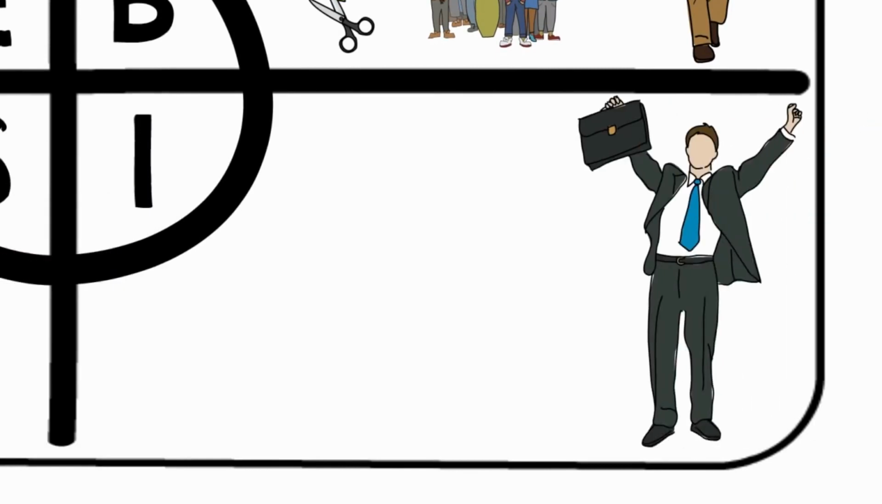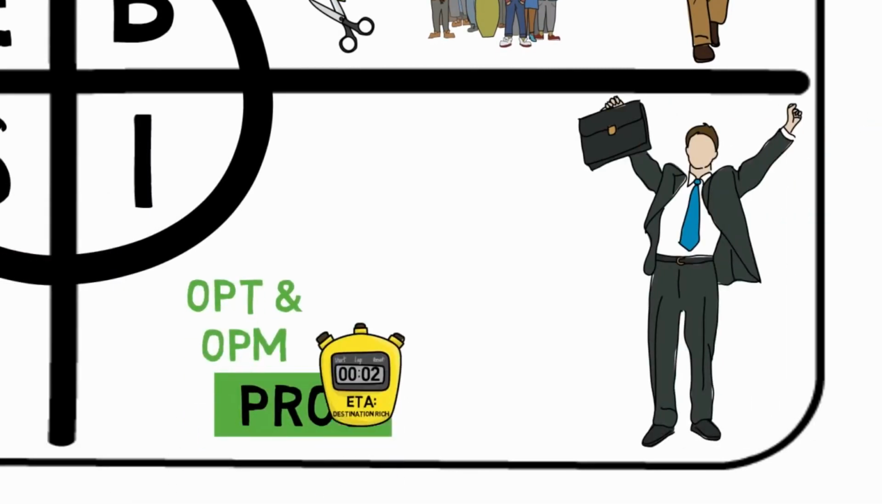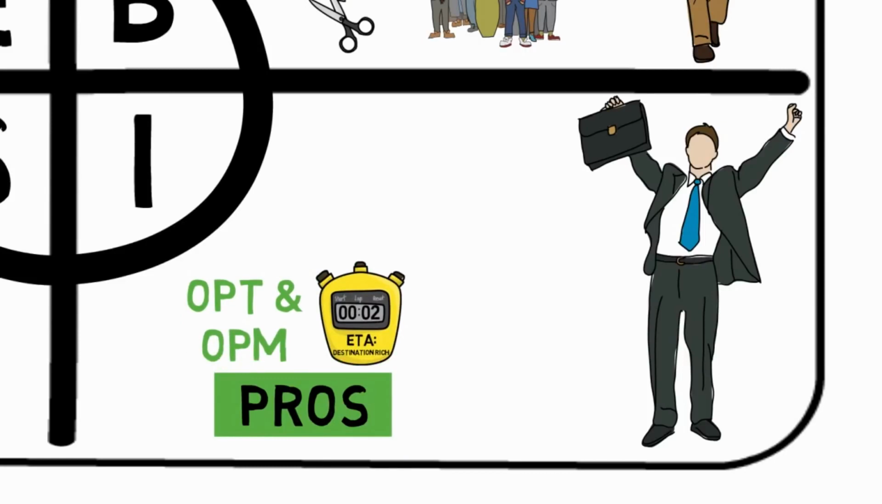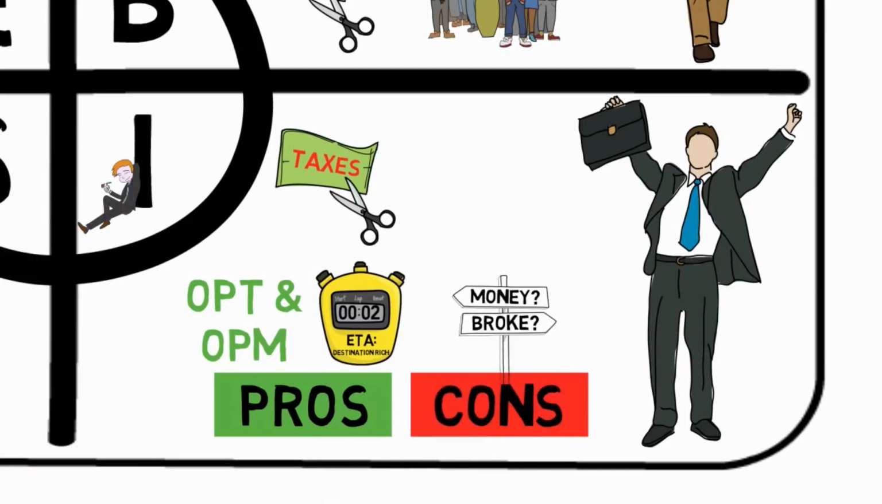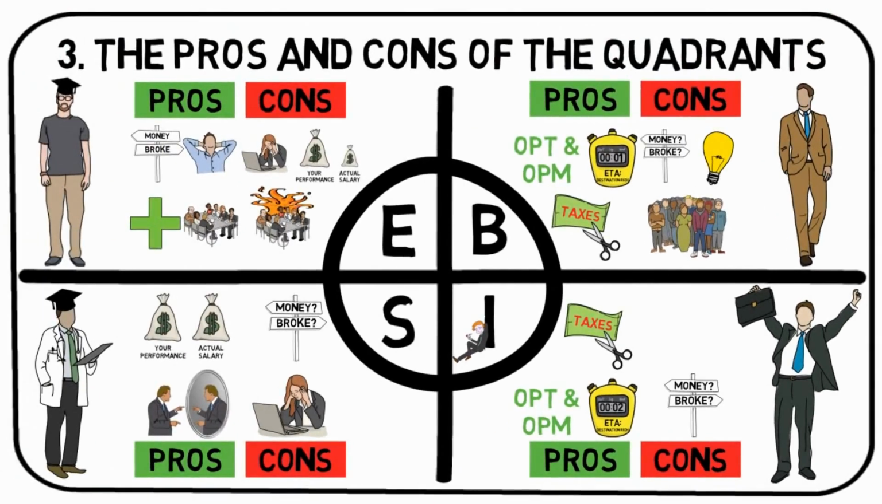I, the investor. Pros: OPT and OPM. Financial freedom can be achieved quickly. A greater portion of your profits goes to you, in other words, less tax. And it can be passive. Cons: financial uncertainty. You might lose money.